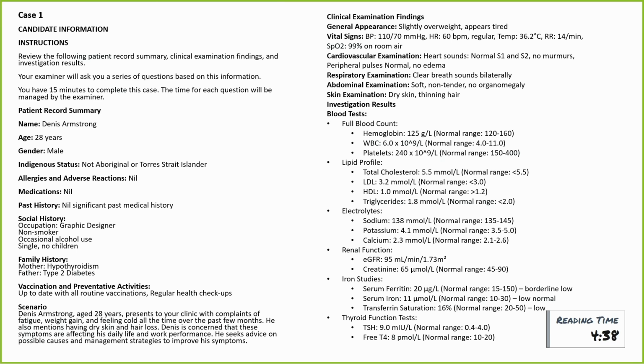Patient record summary. Name: Dennis Armstrong. Age: 28 years. Gender: male. Indigenous status: not Aboriginal or Torres Strait Islander. Allergies and adverse reactions: nil. Medications: nil. Past history: nil significant. Social history: occupation: graphic designer. Non-smoker, occasional alcohol use. Single with no children. Family history: mother with hypothyroidism. Father with type 2 diabetes. Vaccination and preventative activities: up to date with all routine vaccinations with regular health checkups.